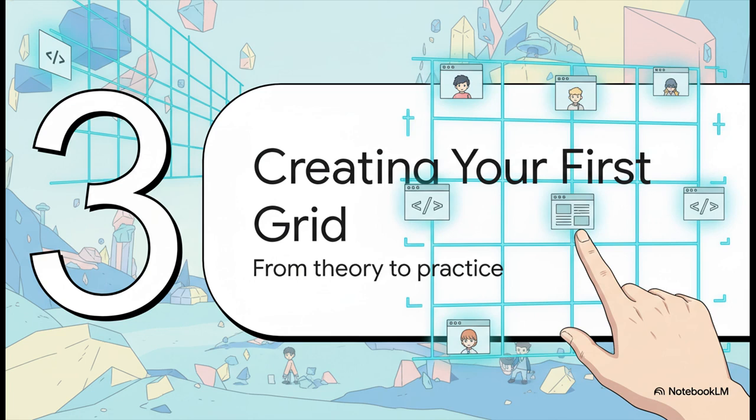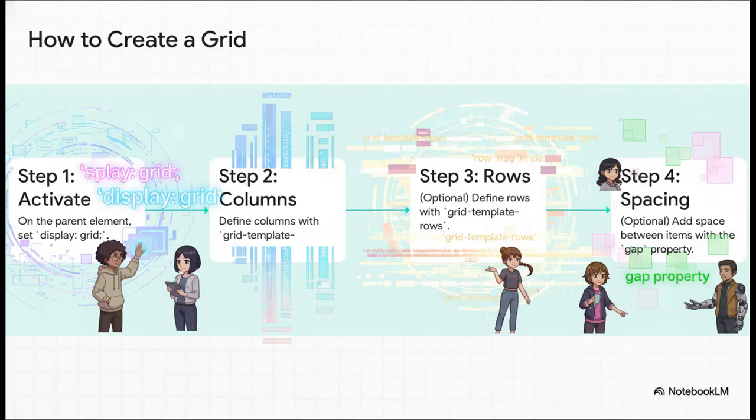Okay, and now for the theory. We've got the vocabulary down. Now let's get our hands dirty and actually build something. You're about to see just how easy it is to get a grid up and running. Honestly, it all comes down to this. You turn on the grid with display: grid, and then you tell it how many columns you want. That's it. That gets you 90% of the way there for a basic layout. Everything else is just fine-tuning.